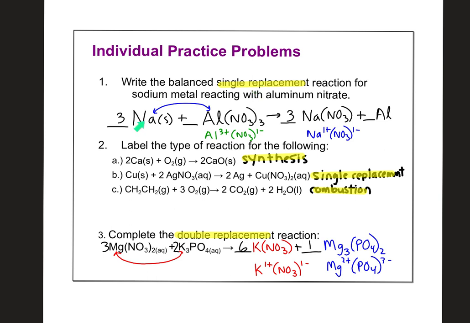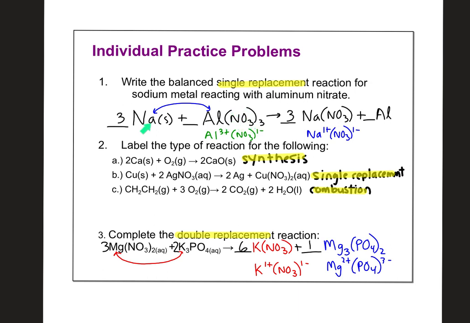So we have sodium metal, here's sodium by itself. It's not a diatomic, so no charges, no subscripts, just regular sodium. And it's reacting with aluminum nitrate. So I find aluminum on my periodic table, nitrate on my polyatomic. When I crisscross, I get Al(NO3)3, with the 3 outside the parentheses.